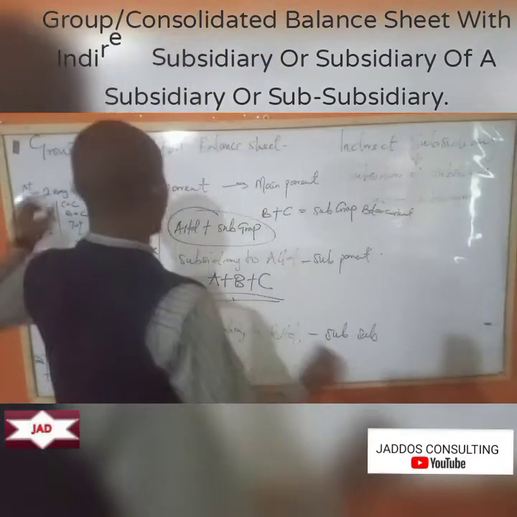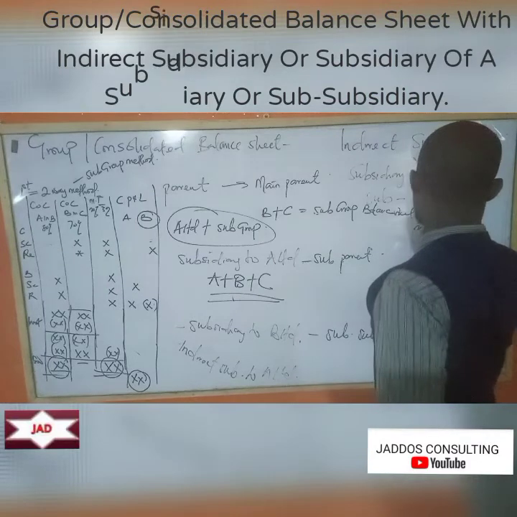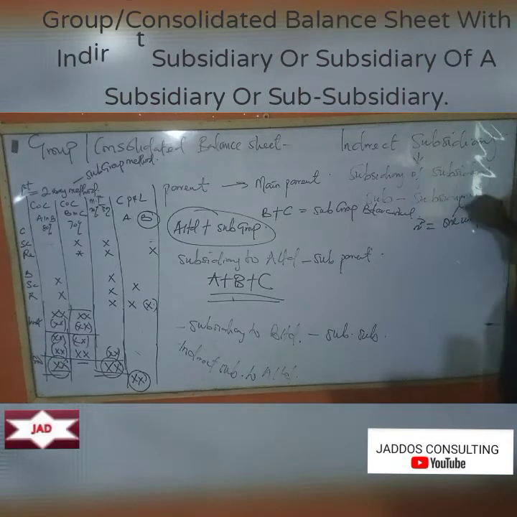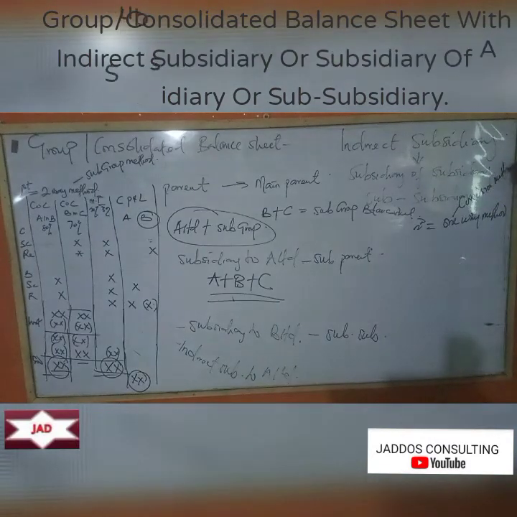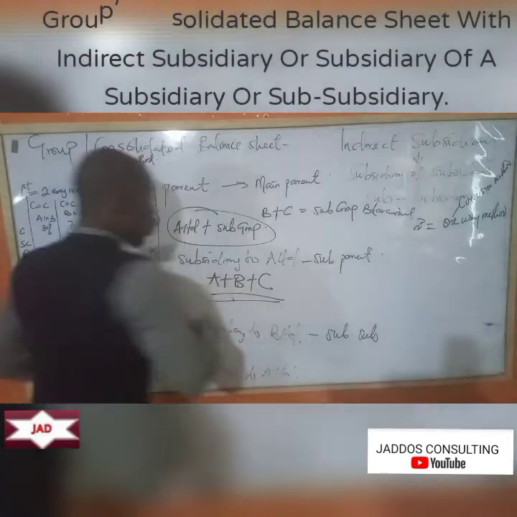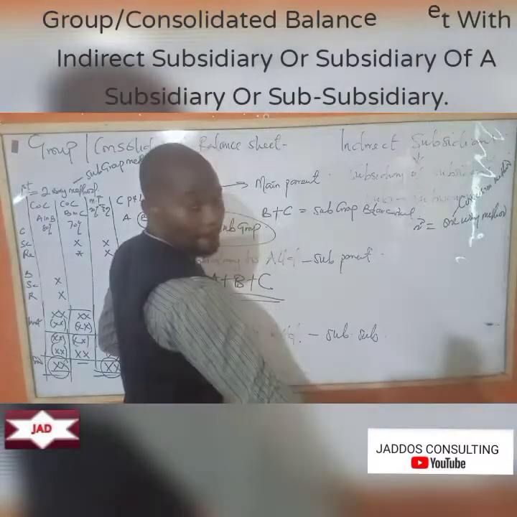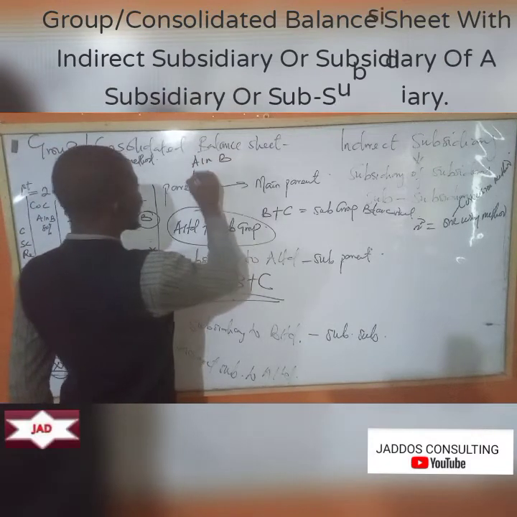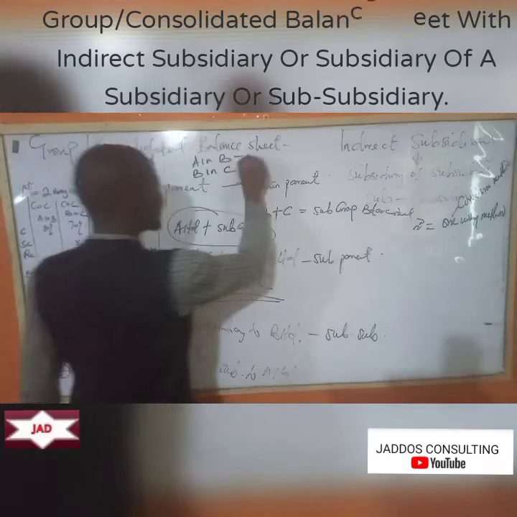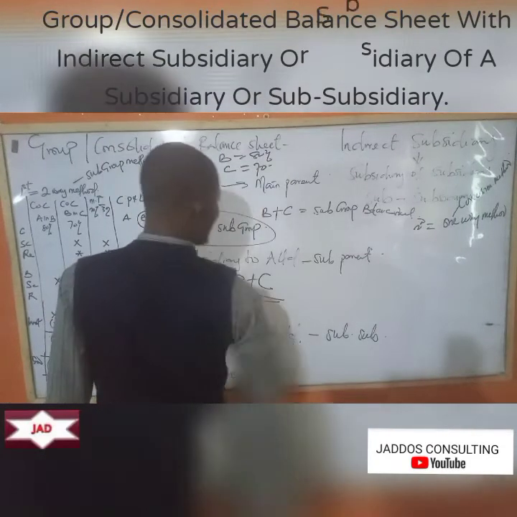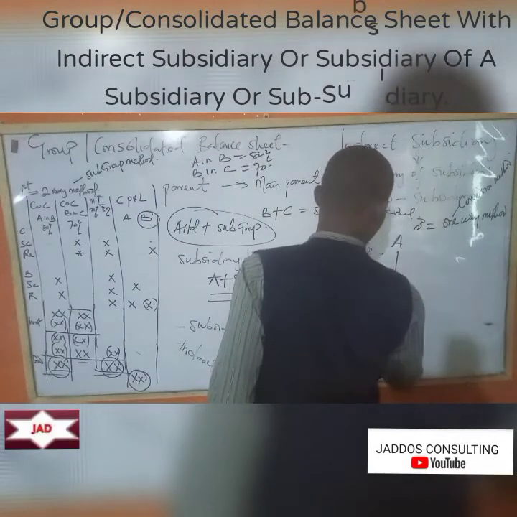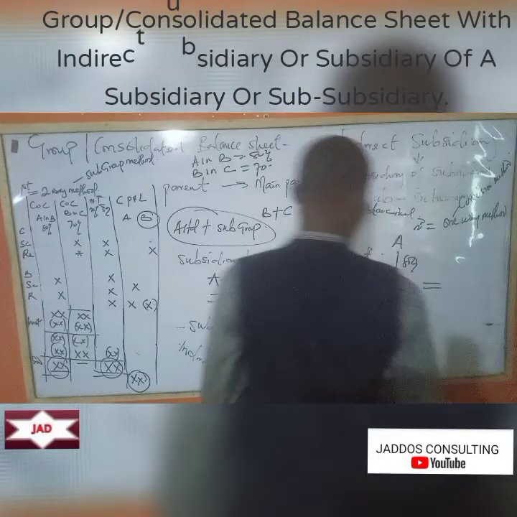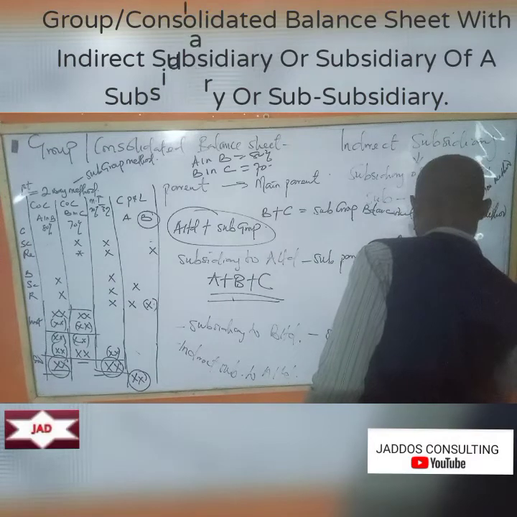Now, the other one is what we call the second method, which is called the one-way method, or you can call it the conversion method. What we're saying is that you will first of all convert it to fellow subsidiary. So instead of, here what we have is A in B, then B in C. A in B here is 80%, B in C is 70%. So if we have A in B, then B in C, this is 80%, this is 70%. So we can convert it to A in B and C.